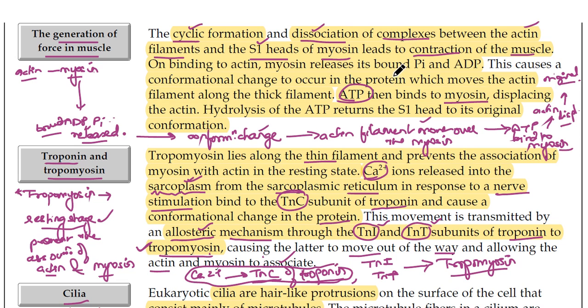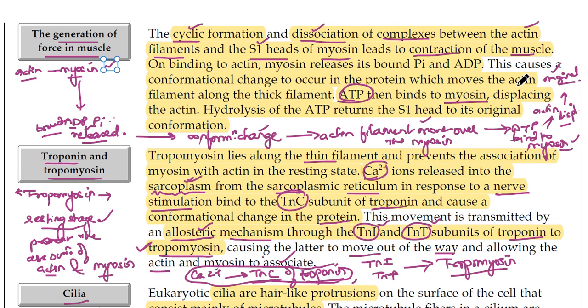Whenever actin binds to myosin, it leads to the release of bound ADP and Pi from myosin. When ADP and Pi are released, there is a conformational change, as a result of which actin slides over the myosin, and then ATP binds to myosin. Once ATP is bound to myosin, actin is displaced and the original conformation of the S1 head is restored.